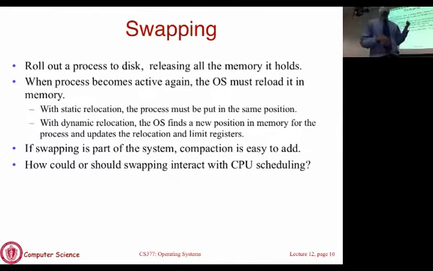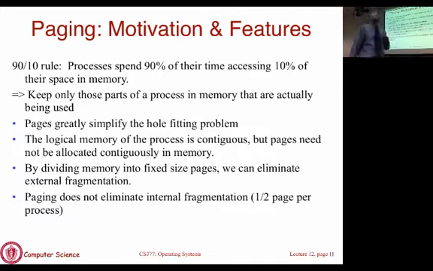The third limitation is that we want to somehow relax the restriction that the processes all have to be resident in memory at the same time. Swapping does give you a way out, but we want to have better techniques that interfere less with CPU scheduling, for instance. So we look at paging as a way to address all of these limitations. So the motivation for paging is very simple.